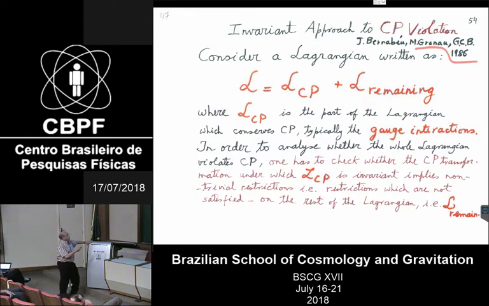Okay? So let us go slowly, because this is original. Not many people know it, and it's not very common to study this way. So L_CP is the part of the Lagrangian that conserves CP, typically gauge interactions, okay? In order to analyze whether the whole Lagrangian violates CP, one has to check whether CP transformations under L_CP imply non-trivial restrictions on the rest of the Lagrangian. This can be applied to the standard model, but it can be applied to any theory you want. It can be applied to supersymmetry, anything you want. The same principle, okay?